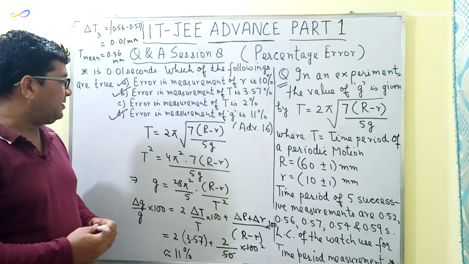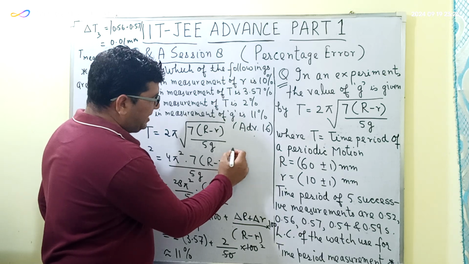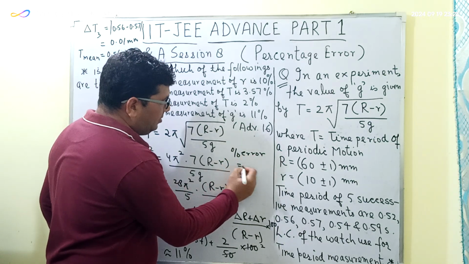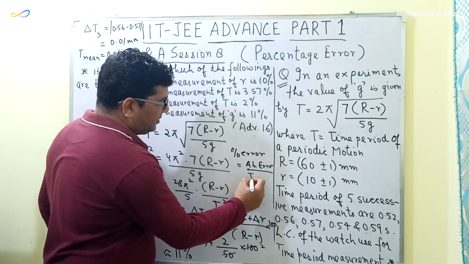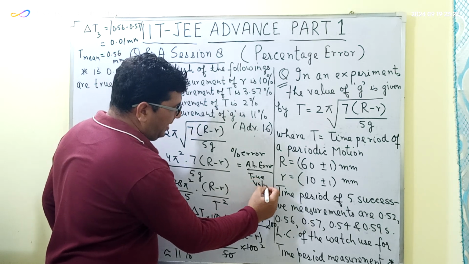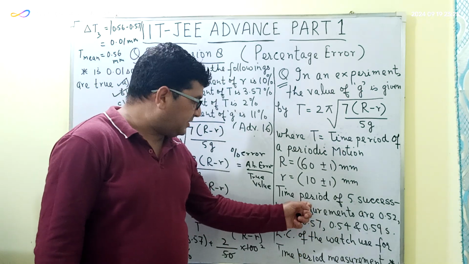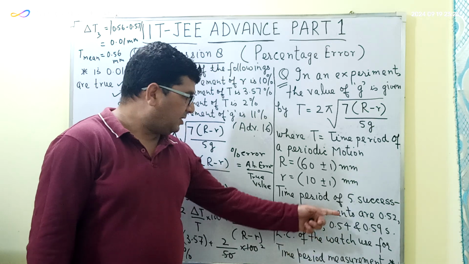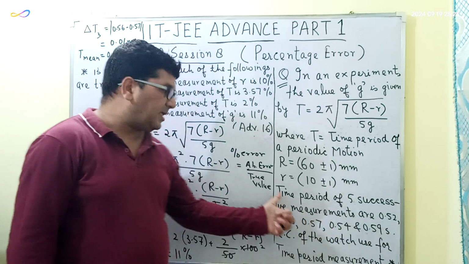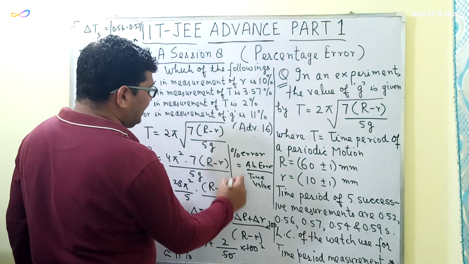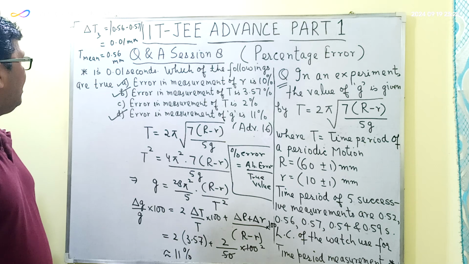Then the other important thing was that the percentage error is equal to the absolute error divided by the true value into 100, and in case the true value is not given, then what we do, as in the case of the time period where the true value was not given to us, is we take the mean value of the 5 measurements as the true value. So this was another formula which we have used in this question, and I hope that you have understood the solution of this question.